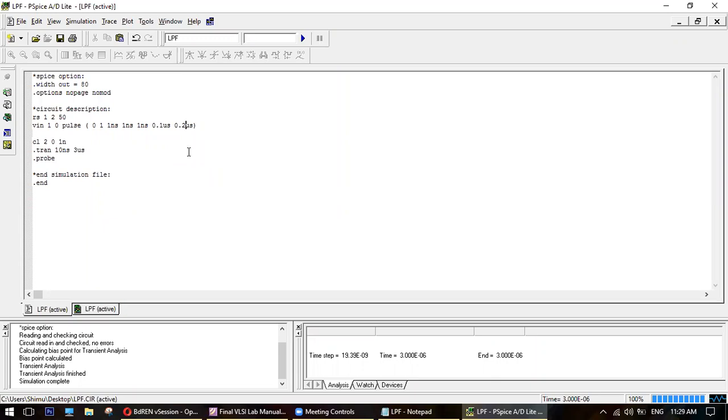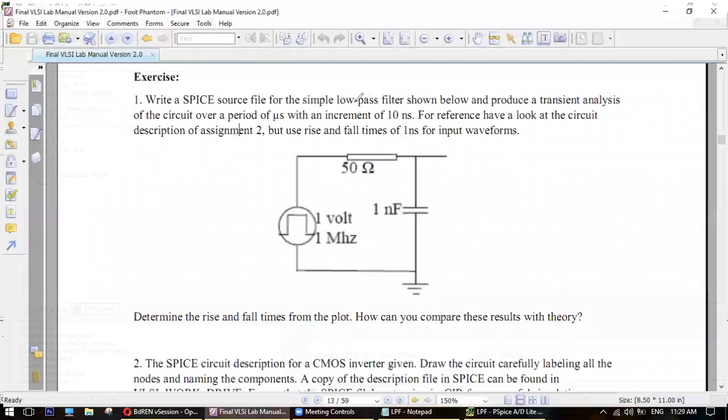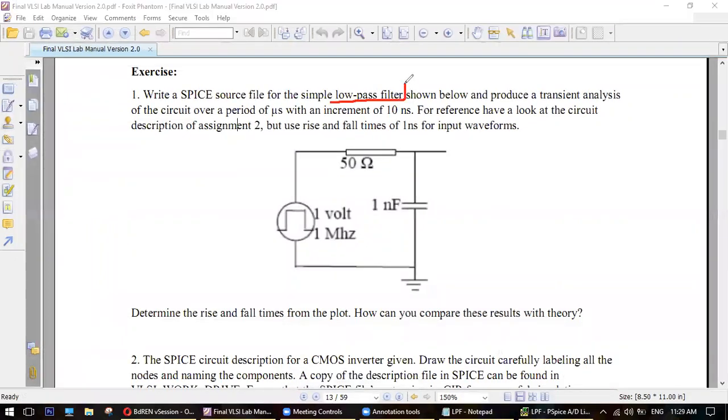This is the circuit of a low pass filter. This is a circuit of what? Low pass filter. What do you mean by low pass filter? If I increase the frequency, what will happen to the output? Decrease. The output will be smaller because it is not passing your input fully, right?